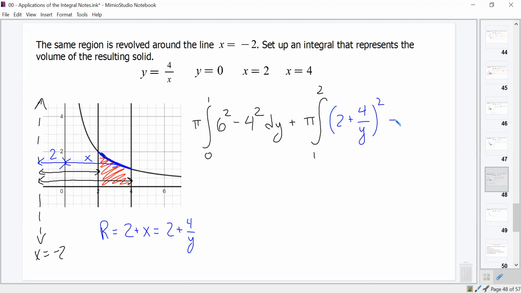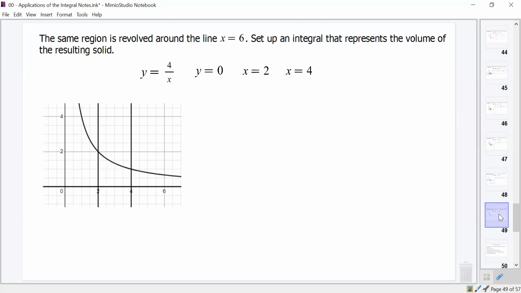And then we'll subtract from that the inner radius. And our inner radius is just going to extend from x equals -2 over to x equals 2, which is 4 units. So minus 4 squared, and then dy. And so we'll do one last one of these. This time we're going to revolve it around the line x equals 6. So we'll have revolved this region around the x-axis and then around a line that's above and a line that's below that. We'll have then revolved it around the y-axis.